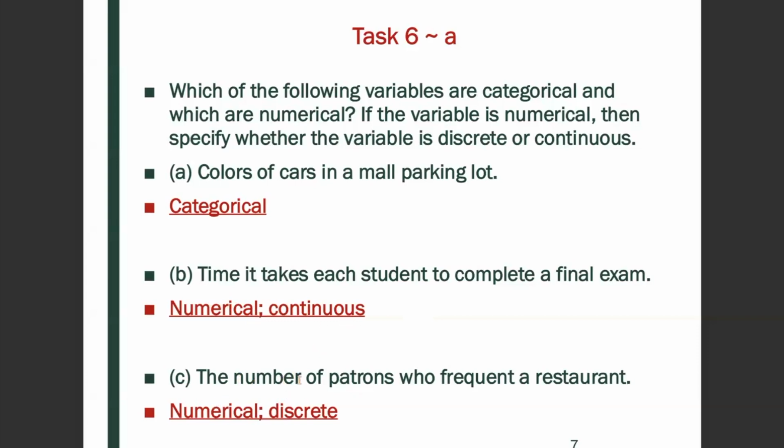C, the number of patrons who frequent a restaurant. So this would also be numerical. However, it would be discrete because we wouldn't have fractions. So we would have whole numbers of people. We wouldn't say 2.5 people entered a restaurant. So this would be numerical and discrete.